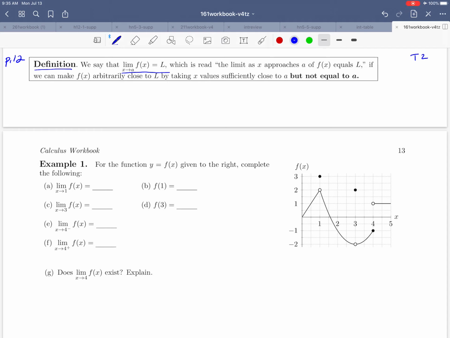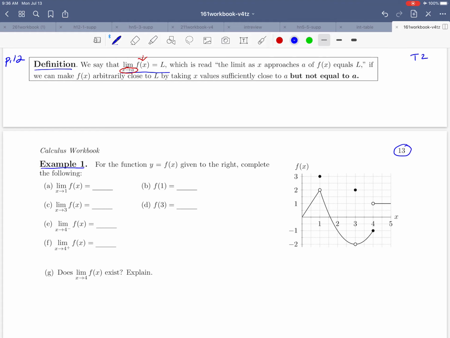So what this statement is saying is it's a statement about what's happening if we talk about x values that are close to a. Specifically, if x approaches a, this statement is telling us that the y values, f of x, approach the number L. And the best way to see what this is really saying is to look at a graphical example. All right, so let's look at page 13 together.